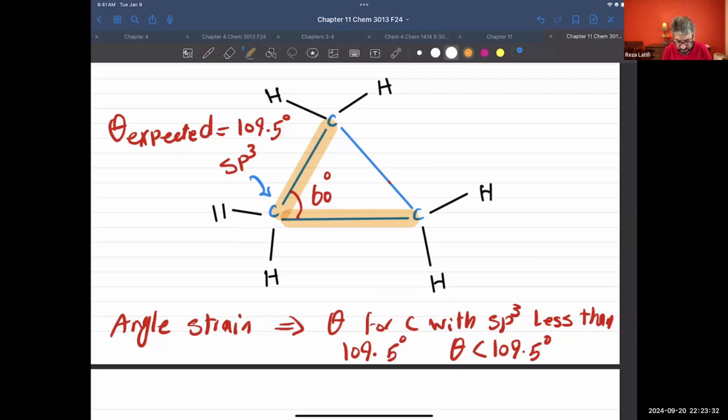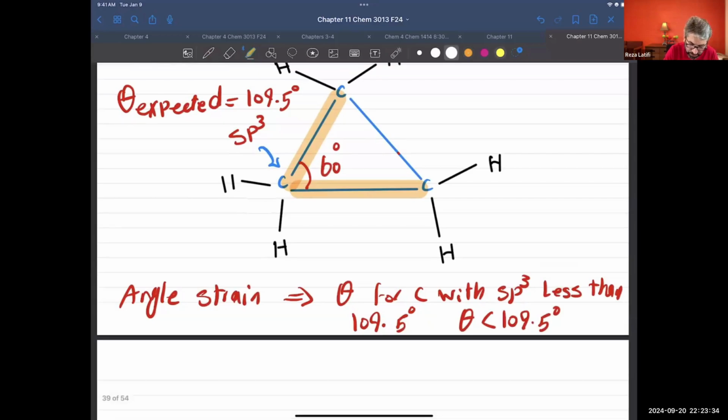Okay, more s character. So here I'm going to write. We're going to use more from p, more also from p orbital, to make carbon-carbon bonds. Now we're going to have more s character. So you're going to use maybe let's say 50% of the p. You're going to use them to make those two carbon-carbon bonds.